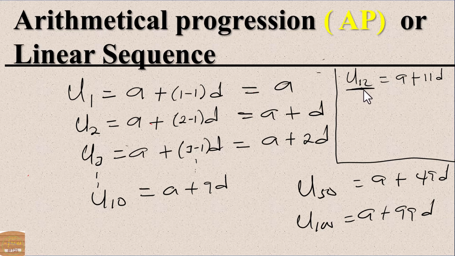Now this U12 is the 12th term of AP. So in case you are asked to calculate the 12th term of AP, this will be the formula, A plus 11D. So let's look at UN. What will be the nth term, UN? Now observe this one critically. UN will be the first term plus, now n minus 1, times D.